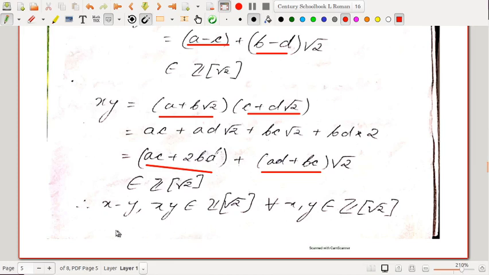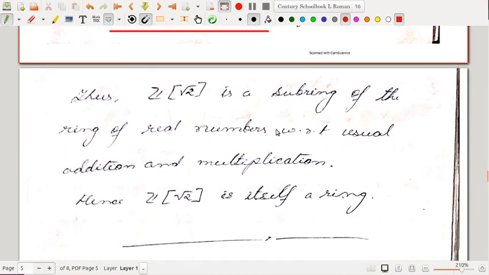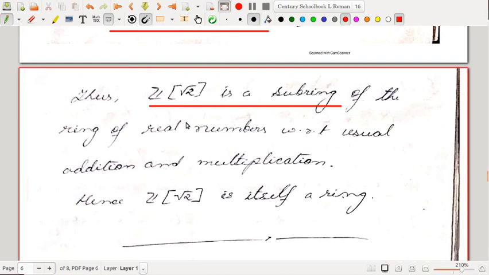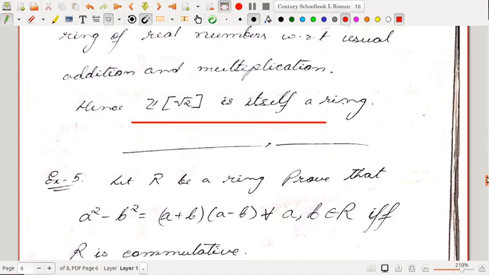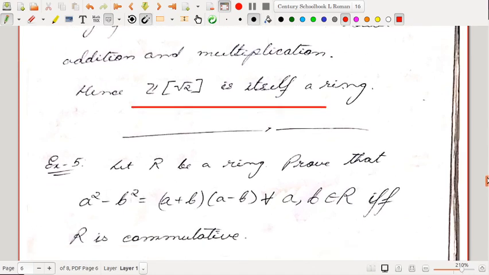So we have shown that x minus y and xy belong to Z root 2 for every x, y inside Z root 2. So we can conclude that Z root 2 is a subring of R, that is, a subring of the ring of real numbers with respect to usual addition and multiplication. If your question is to show that it's a ring, then you can just write this additional line: hence Z root 2 is a ring itself, since we have shown that it's a subring of the set of real numbers.